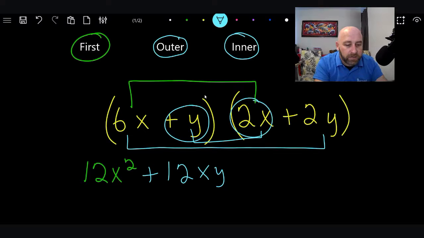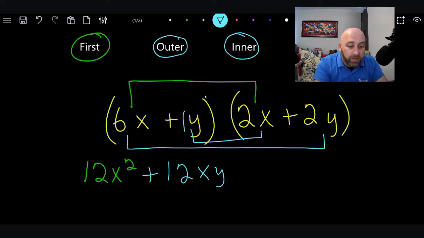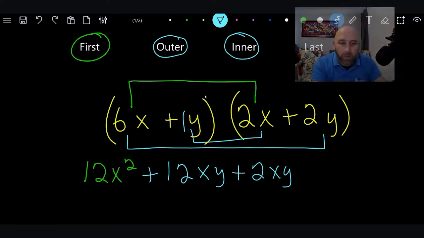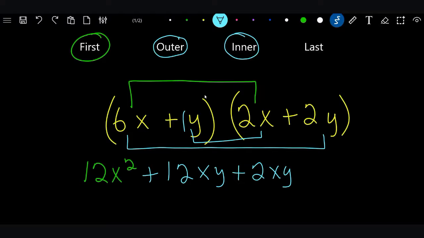Y times 2x. Well, what do we get when we multiply that? Well, that's a 1 out in front of there. So 1 times 2 is going to be a positive 2xy. Now, some of you might want to write that yx because the y comes first, but we don't write it yx. We write it xy. Why do we do it that way? Because it's alphabetical order. It's the right way to do it.